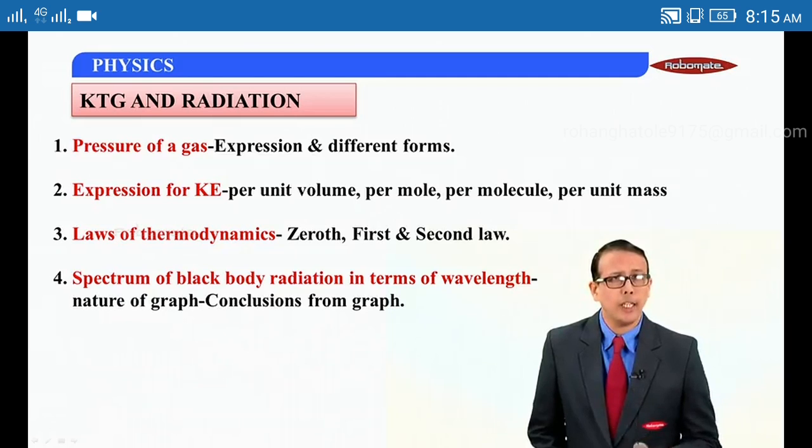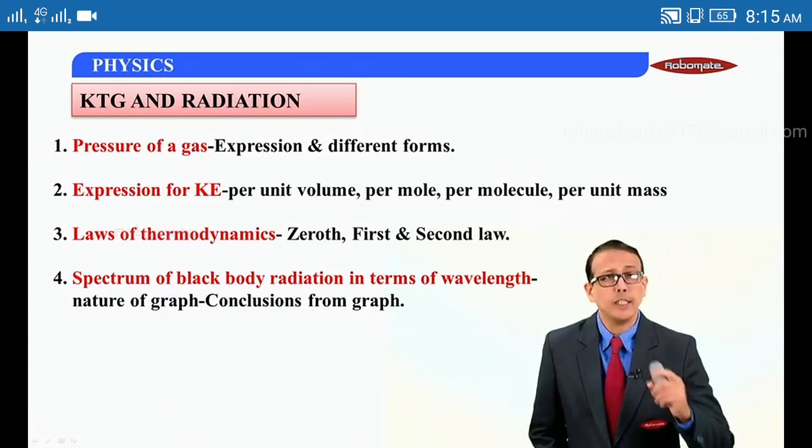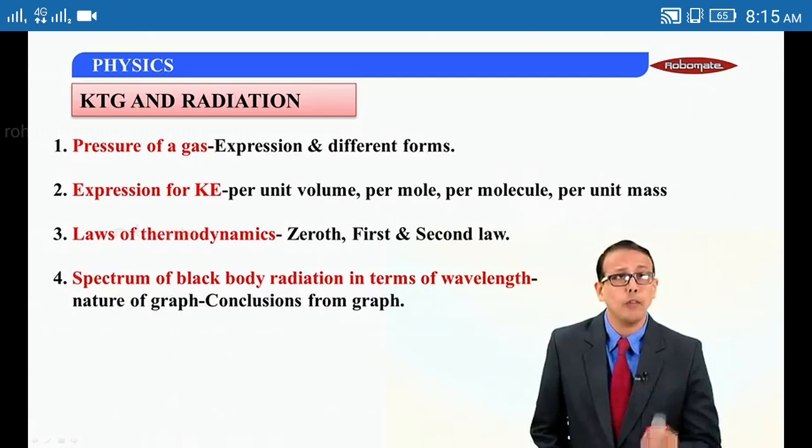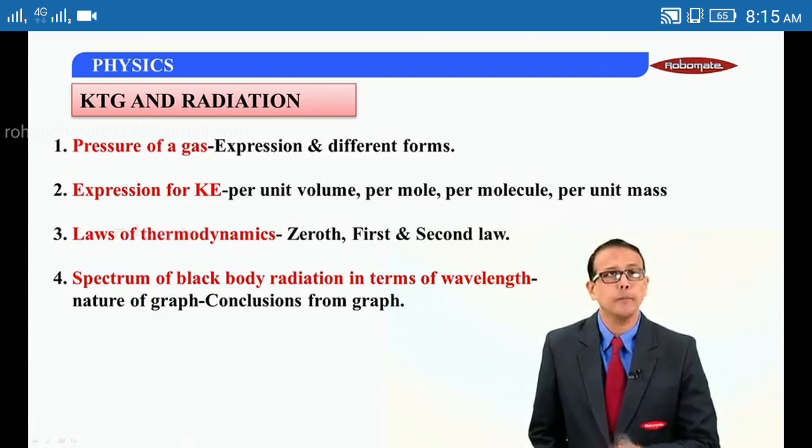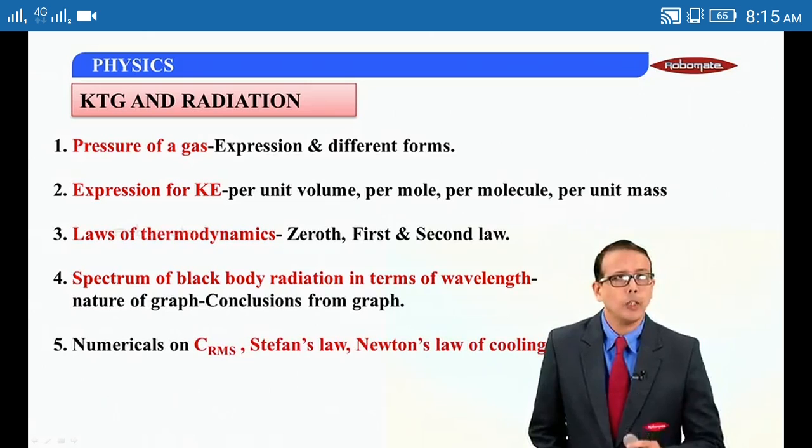Spectrum of black body radiation in terms of wavelength, wherein we draw the graph and the conclusions from the graph. Also in the graph, we have to clearly show the increase in temperature and the shift of the wavelength towards the lower side. Numericals on RMS velocity, Stefan's law and Newton's law of cooling are important in KTG and radiation. That's all here in the physics paper, students.